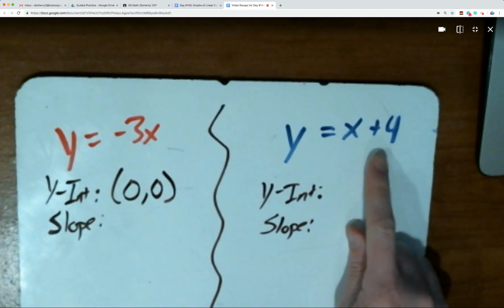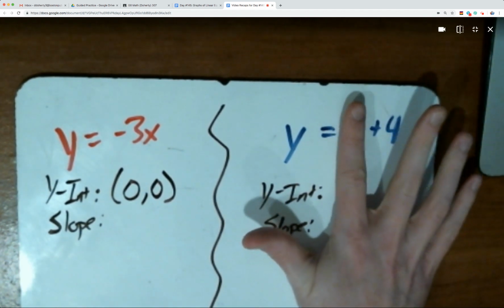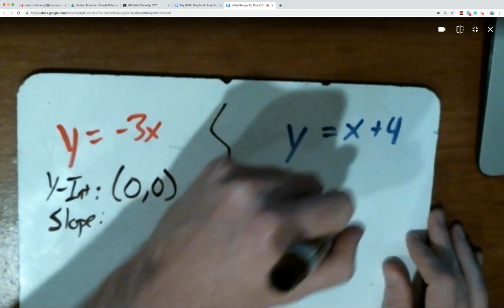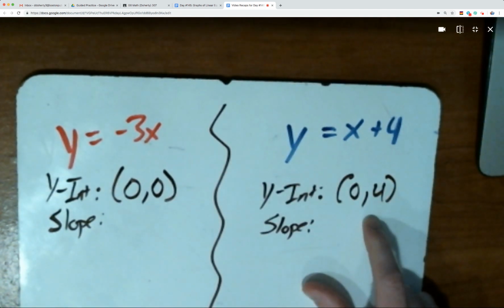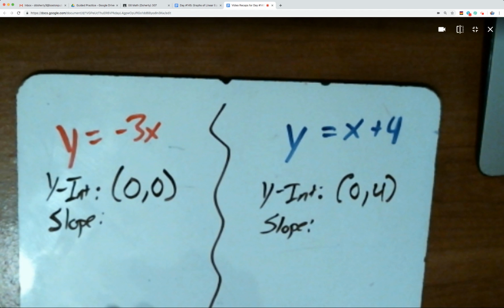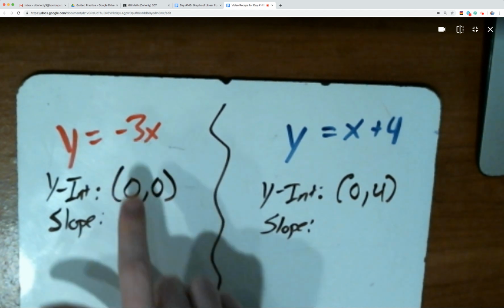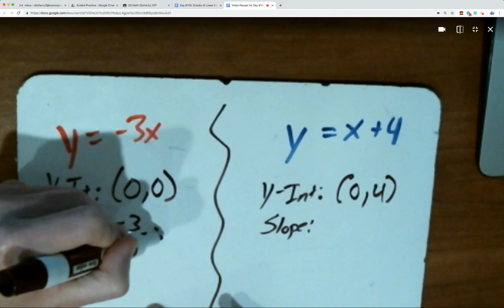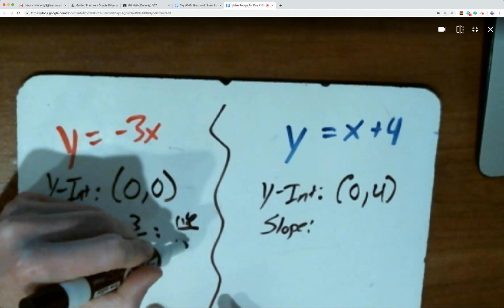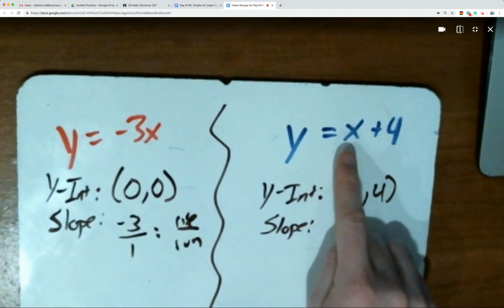Y-intercept over here, if we make x 0, if we disappear x, y is going to be a positive 4. So we know the y-intercept there is 0 and 4. For the red equation, our slope, every time x increases by 1, y will lose 3. Our slope is negative 3 over 1 for a rise over run, and 4 over here.